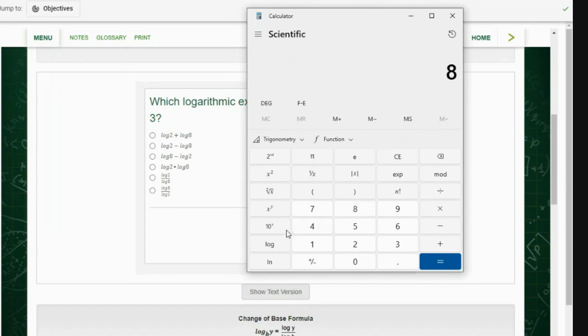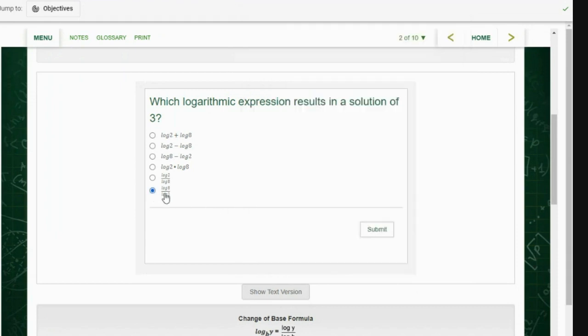All right, log 8 divided by log 2. That one equals 3. Right there. If we divide log 8 by log 2, it equals 3, which makes sense. You're like, what do you mean that makes sense, Mr. Brock?